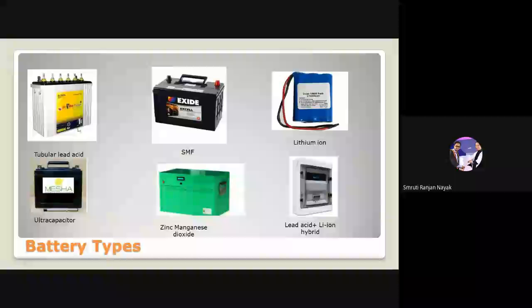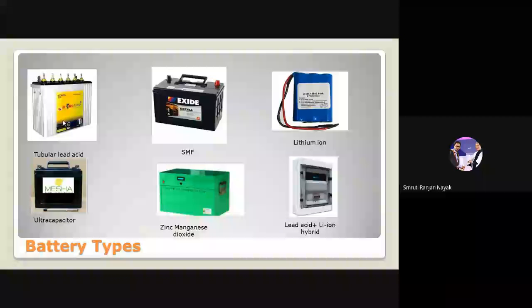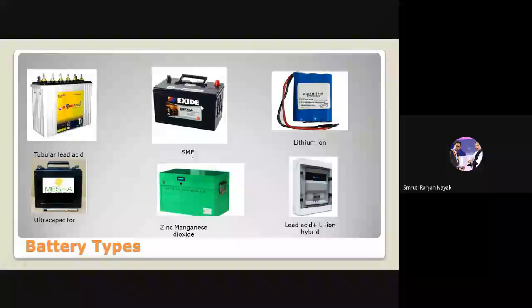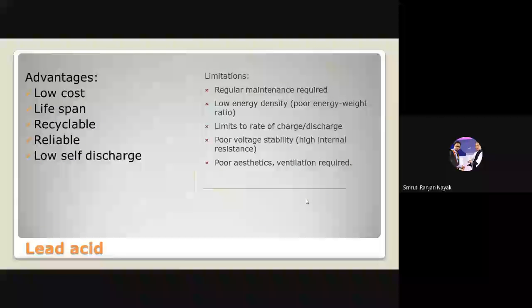Next, this is the tubular lead acid battery frequently used in your home for the inverter. And this is sealed maintenance free. This type of battery is used in cars, scooters, bikes, and so on. And these are lithium ion batteries. And this is an ultra capacitor battery. And this is a zinc manganese dioxide battery. And this is the lead acid plus lithium ion hybrid type of battery. This type of battery is commonly used in power plants.